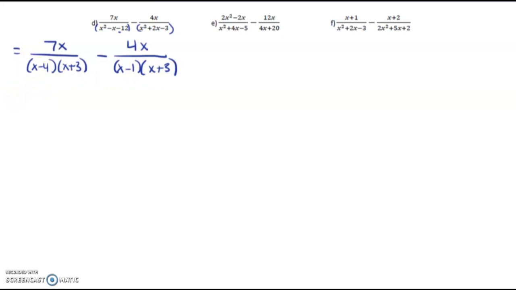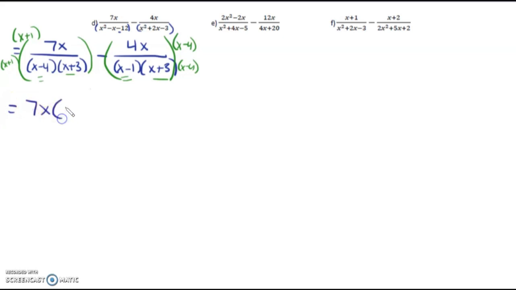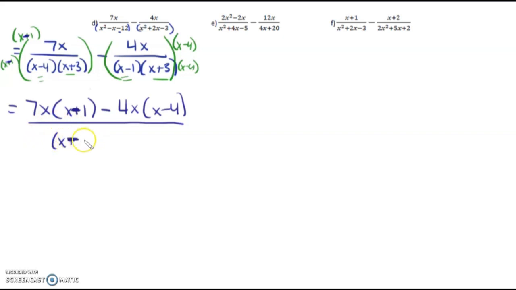Okay, so we need a common denominator. So x plus 3 is already common. So this x minus 1, we're going to have to multiply the first term by. And this x minus 4, we're going to have to multiply the second term by. So we get 7x bracket x plus 1 minus 4x, x minus 4. And then we have one whole denominator that is common. I put plus, but it's a minus. Sorry, x minus 1. So I get x minus 4, x plus 3, x minus 1.